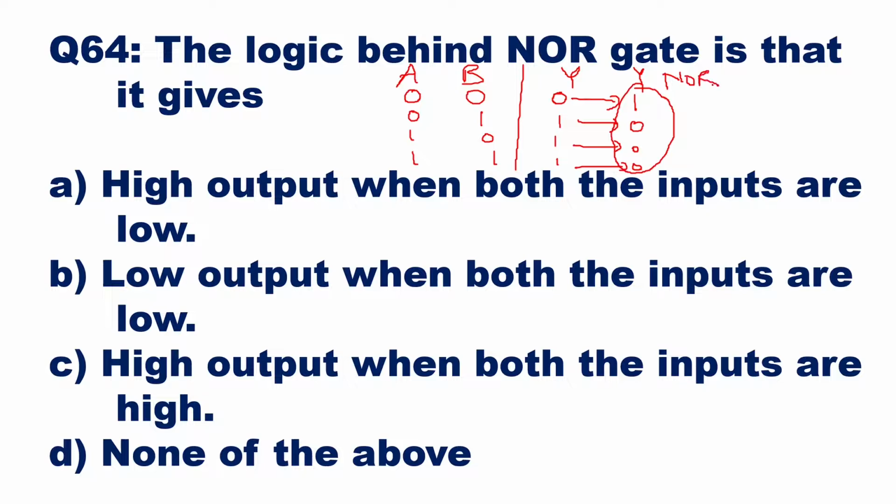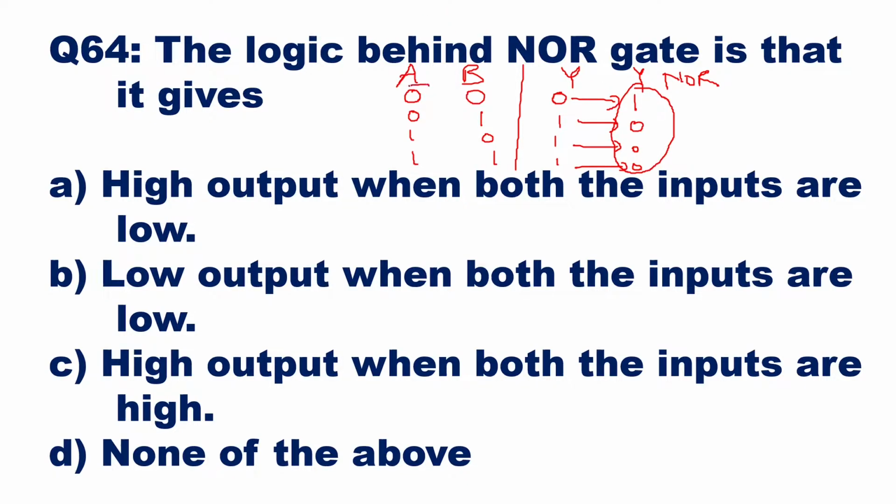Now which statement in the given options relates to this output? Statement A says high output when both the inputs are low, low output when both the inputs are low, high output when both the inputs are high, none of the above. So it is high output when both the inputs are low. So option A is the right answer.